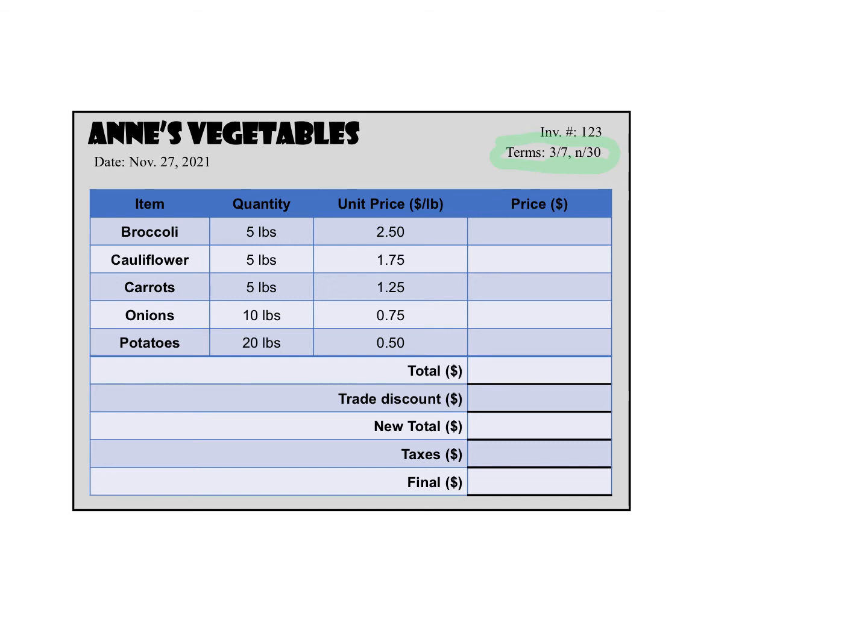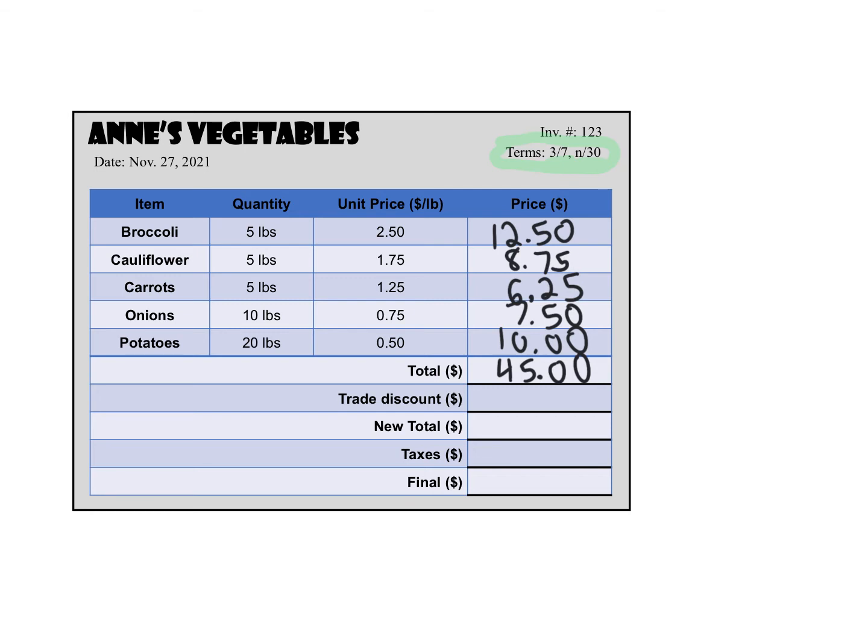Now, for calculating, to figure out the price here, we're just going to do the $5 times 250, and this will give us $12.50. And then 5 times $1.75 is $8.75. 5 times $1.25, $6.25, $7.50, and $10 even. And we can add those up for a total of $45. So this invoice would be for $45 before any discounts or taxes are added.